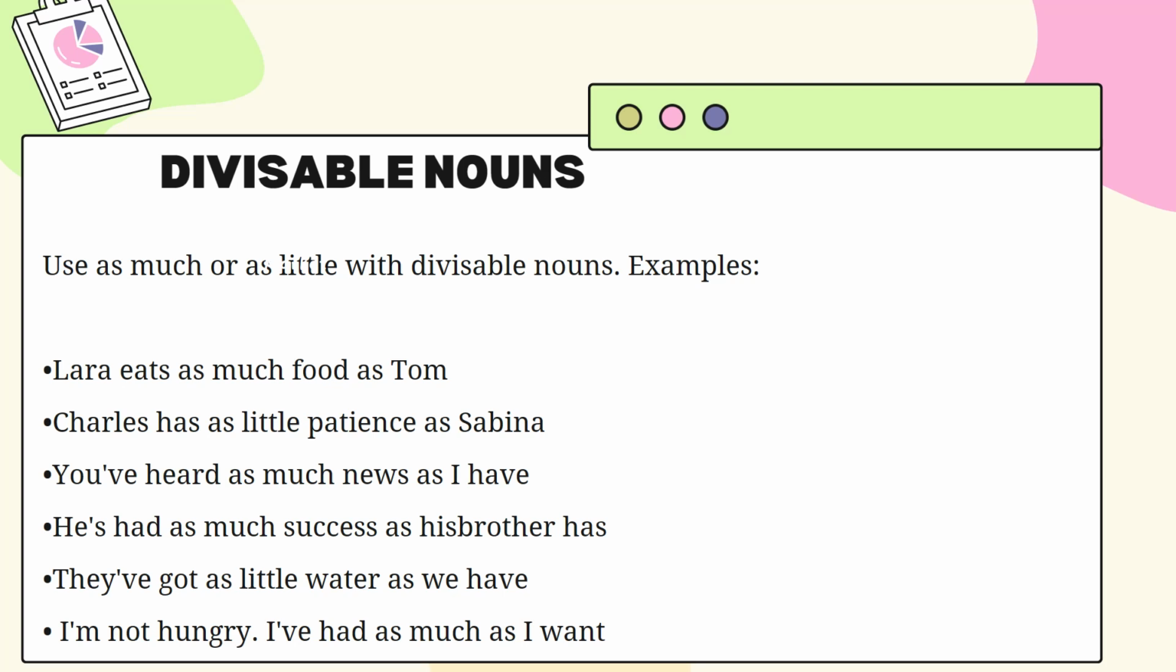Lara eats as much food as Tom. Charles has as little patience as Sabina. You have heard as much news as I have. He has had as much success as his brother has. They have got as little water as we have. I'm not hungry. I have had as much as I want. And food is understood by the context. Alright, guys?